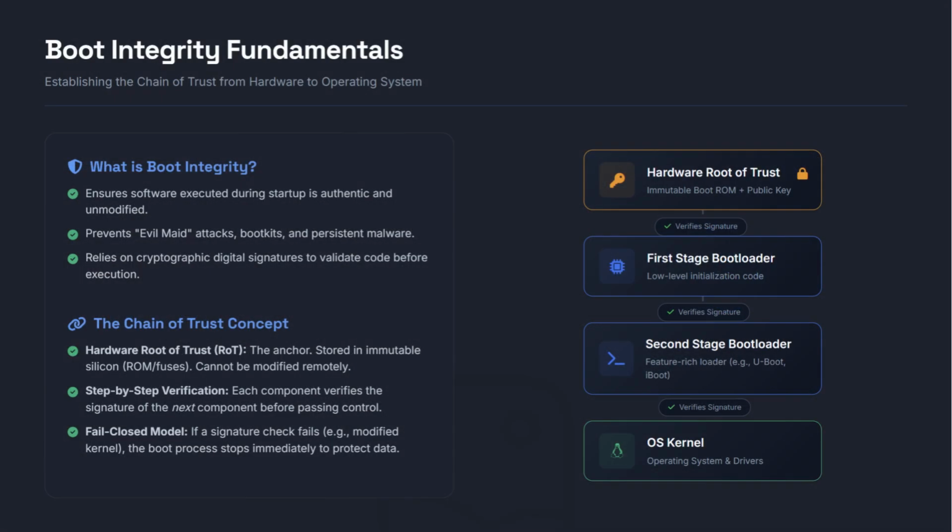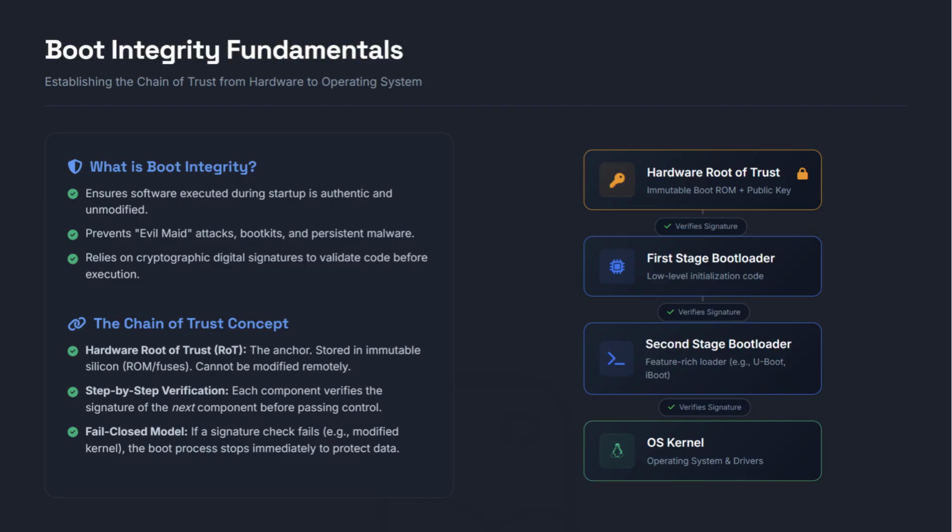Boot integrity is the foundation of device security. It ensures that every piece of software executed during startup is authentic and has not been modified. The goal is simple but critical: prevent attackers from running malicious code during system initialization. Without boot integrity, attackers could install bootkits, rootkits, or firmware malware that operates below the operating system and remains extremely difficult to detect. One important concept behind boot integrity is the chain of trust.